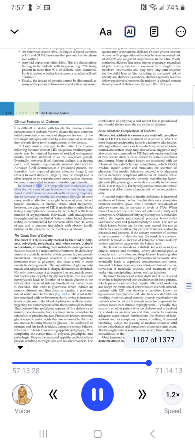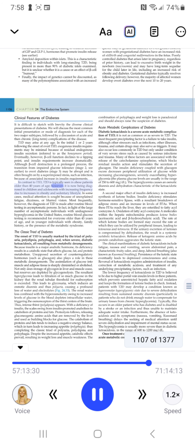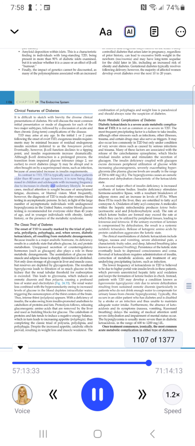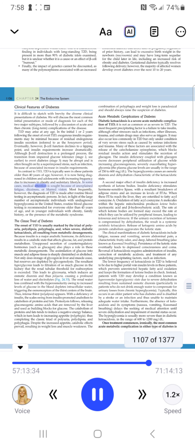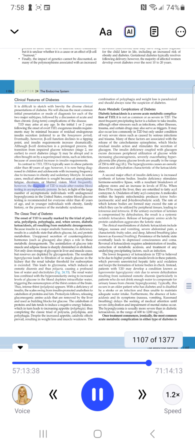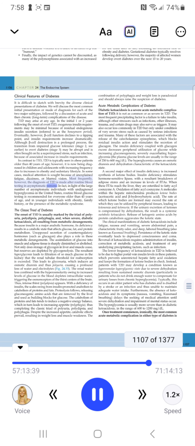In contrast to T1D, T2D is typically seen in obese patients older than 40 years of age. However, it is now being diagnosed in children and adolescents with increasing frequency due to increases in obesity and sedentary lifestyle. In some cases, medical attention is sought because of unexplained fatigue, dizziness, or blurred vision. Most frequently, however, the diagnosis of T2D is made after routine blood testing in asymptomatic persons.